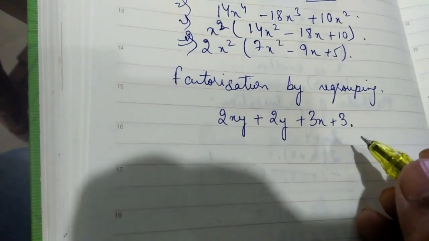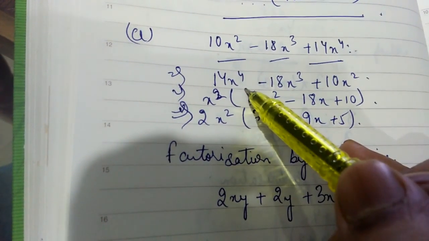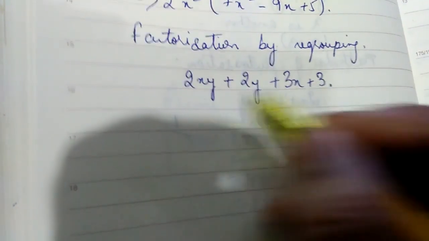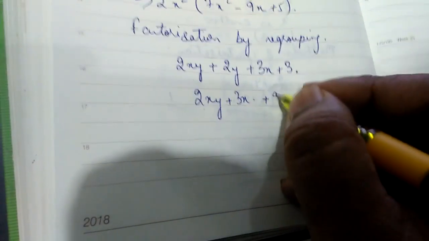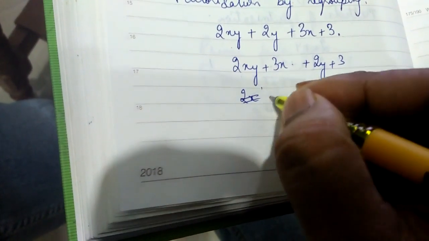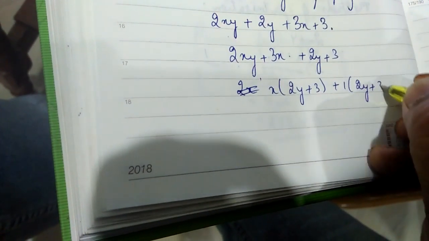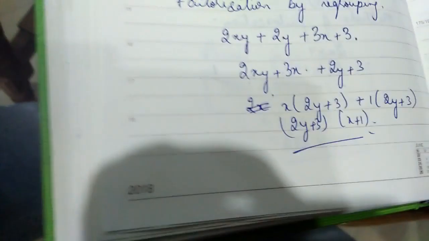We have already done a little bit of regrouping earlier in the above example, where we brought 14x4 to the left hand side and then rewrote the equation, but that is simple regrouping, not actual regrouping. So here 2xy plus 3x, because x is common, and 2y plus 3. We are rearranging it and taking x as common, so 2y plus 3, and here 1 is there, so 2y plus 3. So 2y plus 3, x plus 1. So this is how regrouping is done.